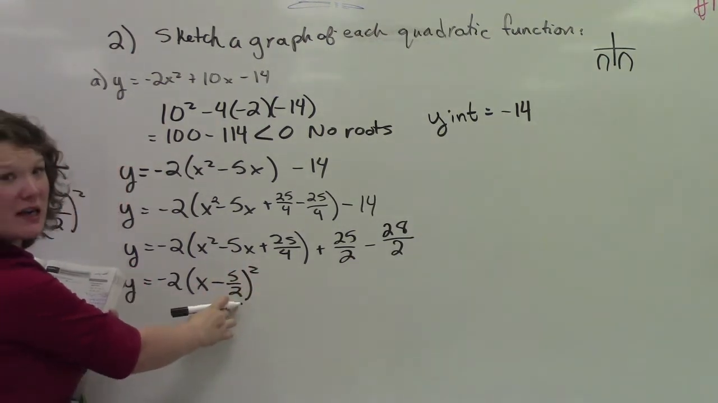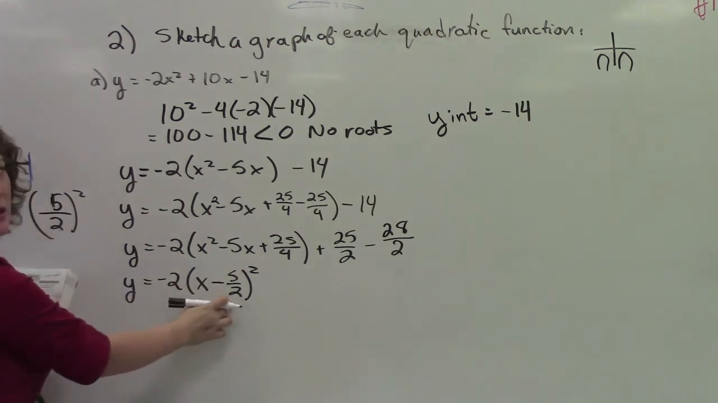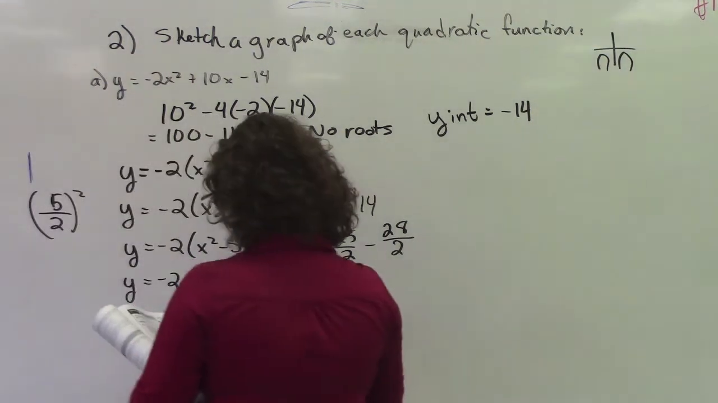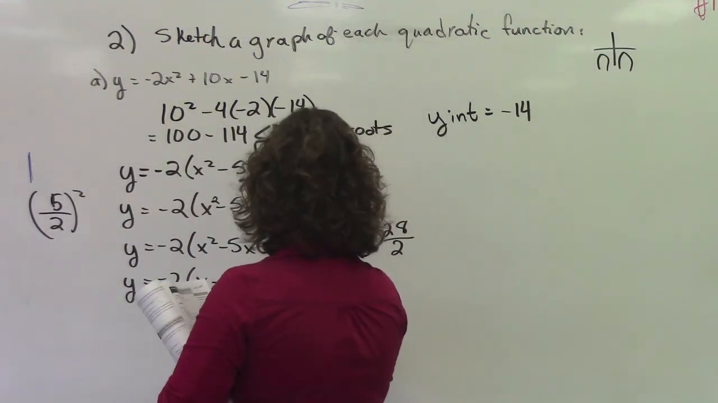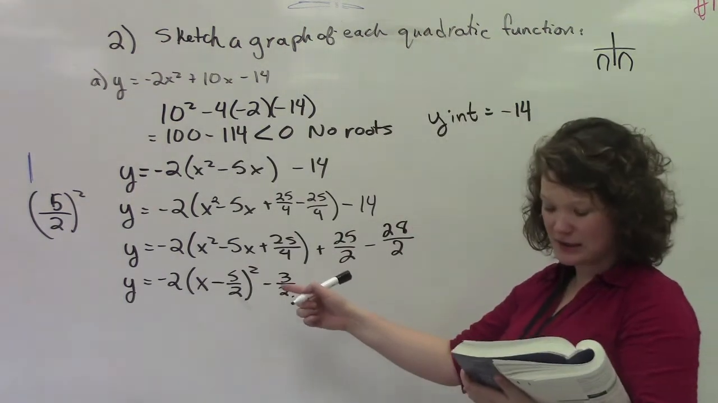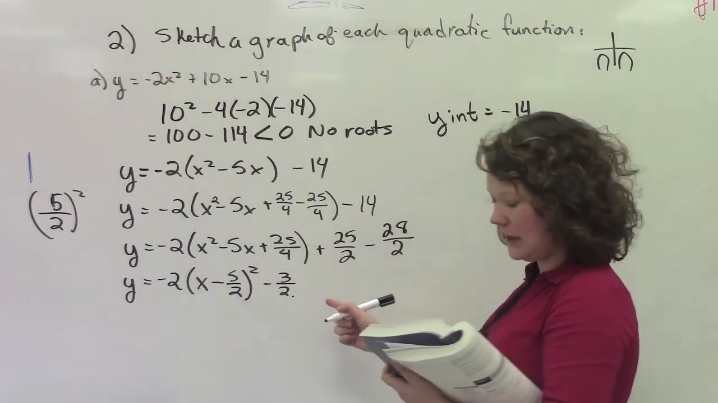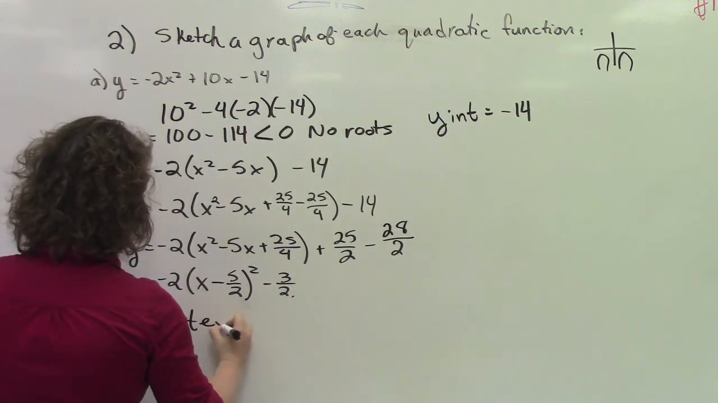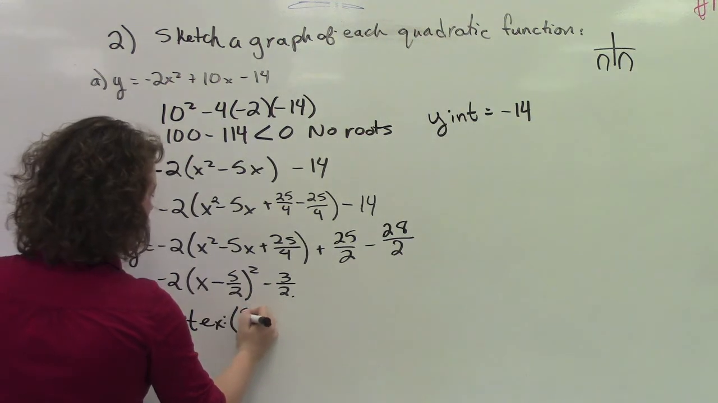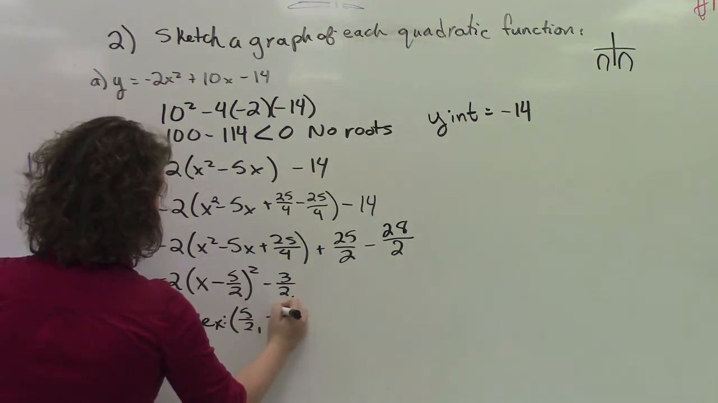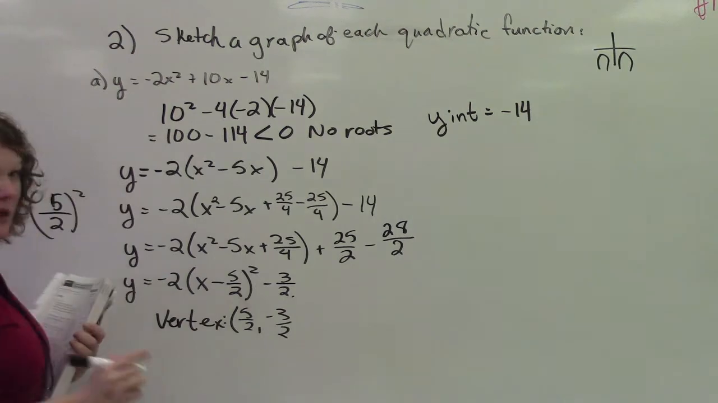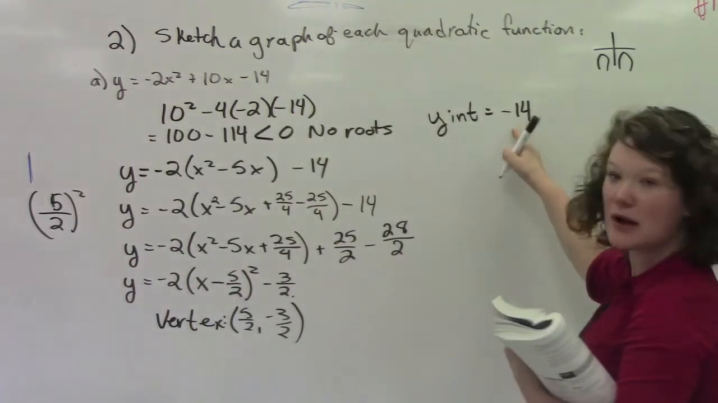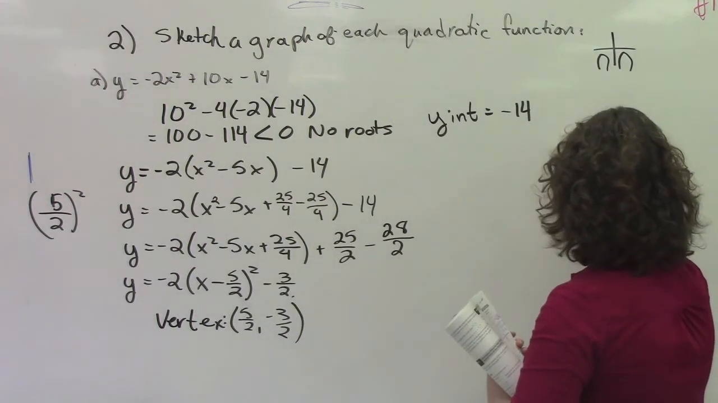Guys, I want you to take notice of this. See how these two things are the same? That's important, and it's actually a significant time saver. And then I have minus 3 over 2. So I can look at this and say, I know my vertex is going to be at 5 over 2, comma, negative 3 over 2. So it's going to be at positive 2.5 and then at negative 1.5. I know that my y-intercept is negative 14.